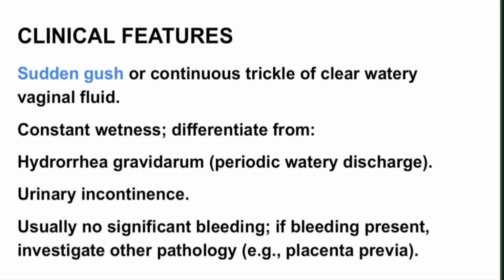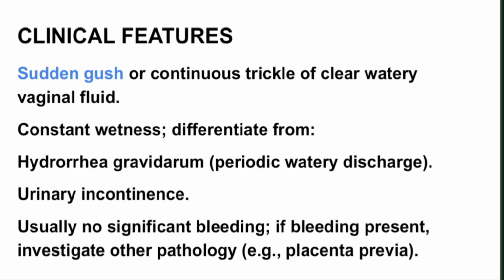Okay, so when it comes to the clinical features, I would just like to tell you that PROM is a clinical diagnosis, and we need to take a good history and also do a good examination to ascertain our diagnosis of PROM. We need to differentiate it from hydrorrhea gravidarum, which is just a periodic watery discharge, and urinary incontinence. We also need to ascertain that this woman has no significant bleeding. If it's present, we need to do an ultrasound and further investigate for placenta previa.